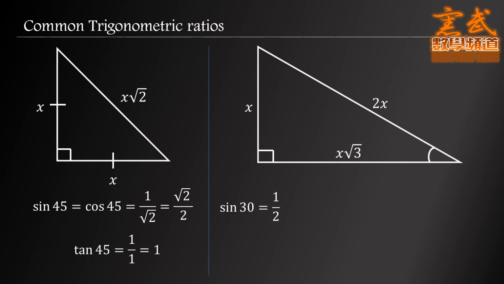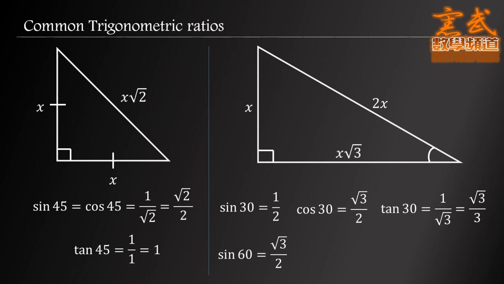The sine of 30 is x over 2x, or 1/2. The cosine of 30 is x times the square root of 3 over 2x, and the x's of course cancel to give us the square root of 3 over 2. And the tangent of 30, using the definitions on the previous slide, is 1 over the square root of 3, or if the denominator is rationalized, square root of 3 over 3.